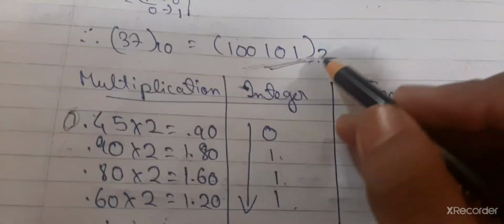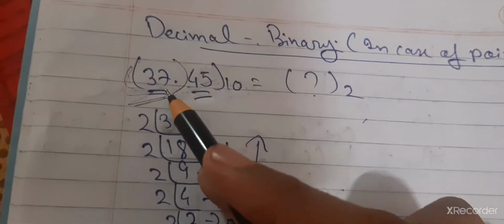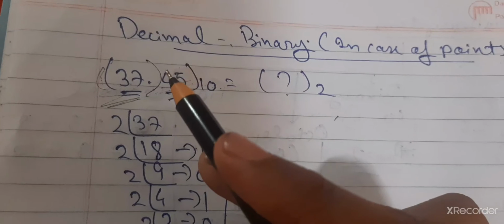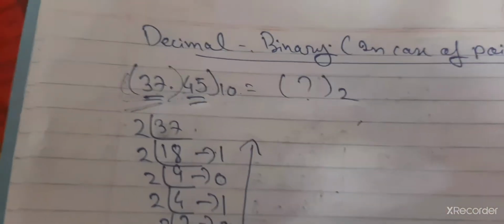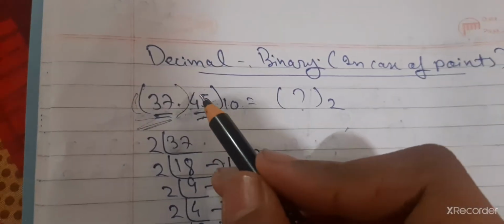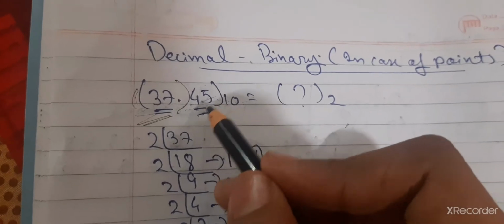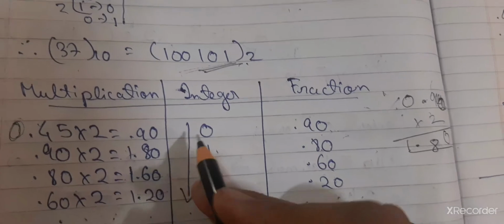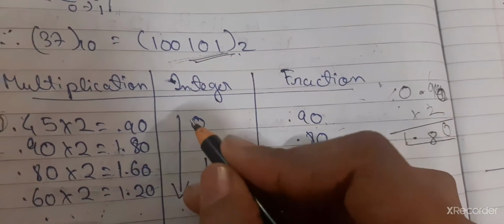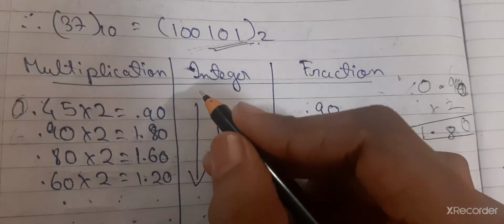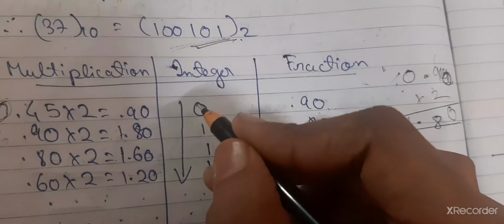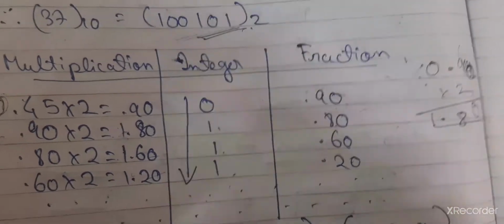So this way we also get the binary form of the fraction part in the main sum. This has to be done in a table. In this we'll follow the top down approach, that is from 0 to 1.